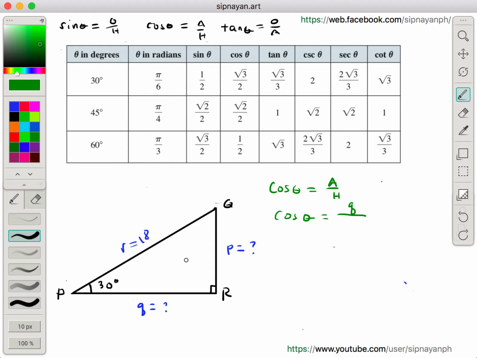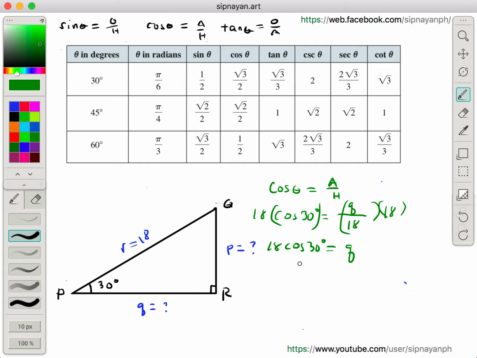And then, the hypotenuse is, palitan na natin ng 30 degrees: cosine 30 degrees is equal to Q over, anong hypotenuse natin? 18. So, if you multiply both sides by 18, 18 times cosine 30 degrees, para Q na lang yung matira dito. So, ang Q natin is 18 cosine 30 degrees.